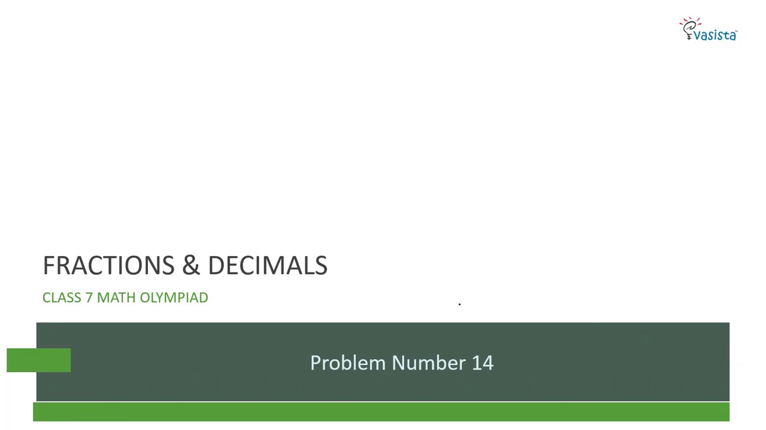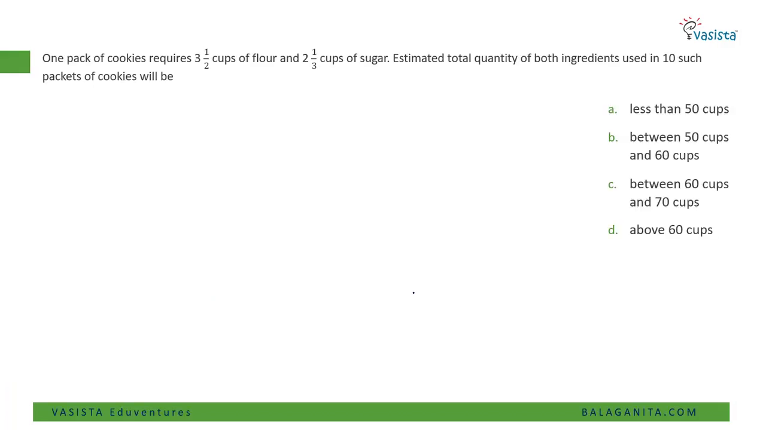Right, let us go with problem number 14 here. One pack of cookies requires 3.5 cups of flour and 2 1/3 cups of sugar. The estimated total quantity of both ingredients used in 10 such packets of cookies will be, right? So this is what we need to check out.